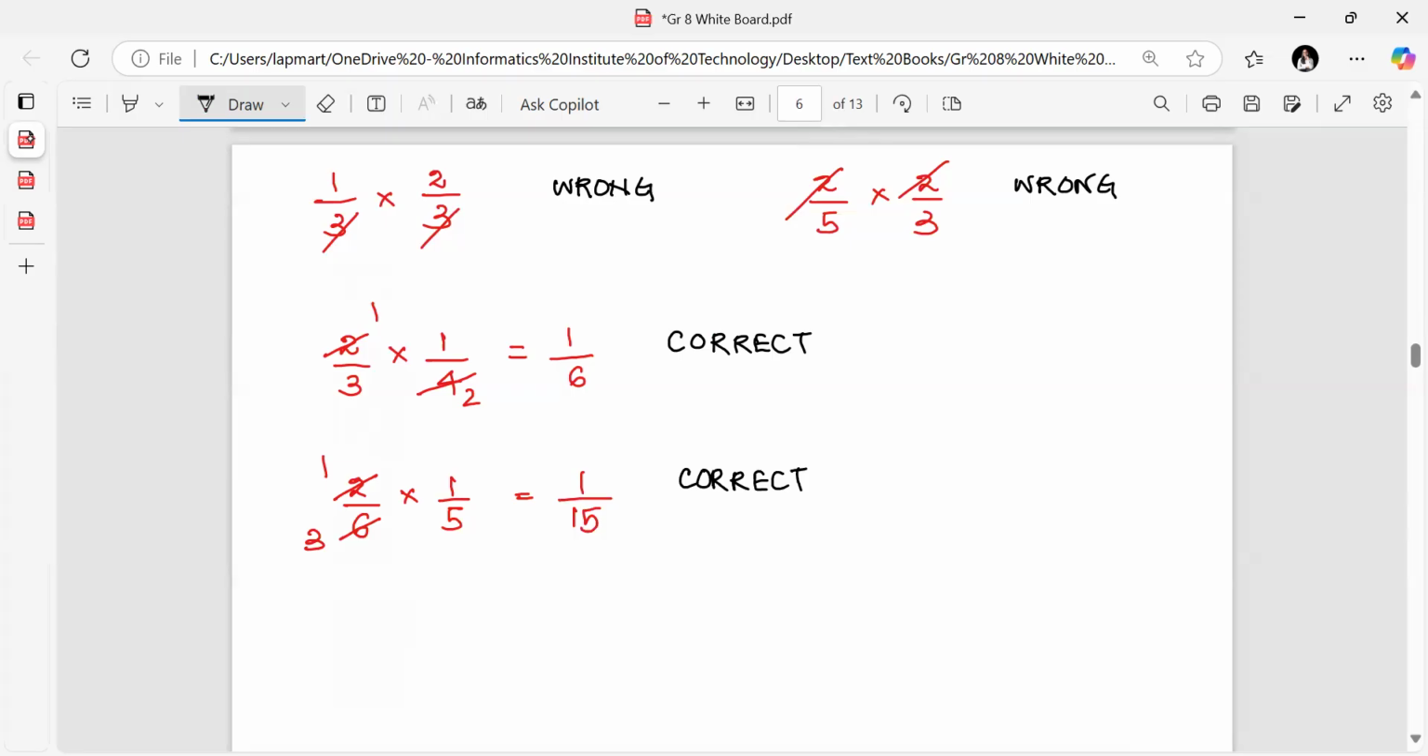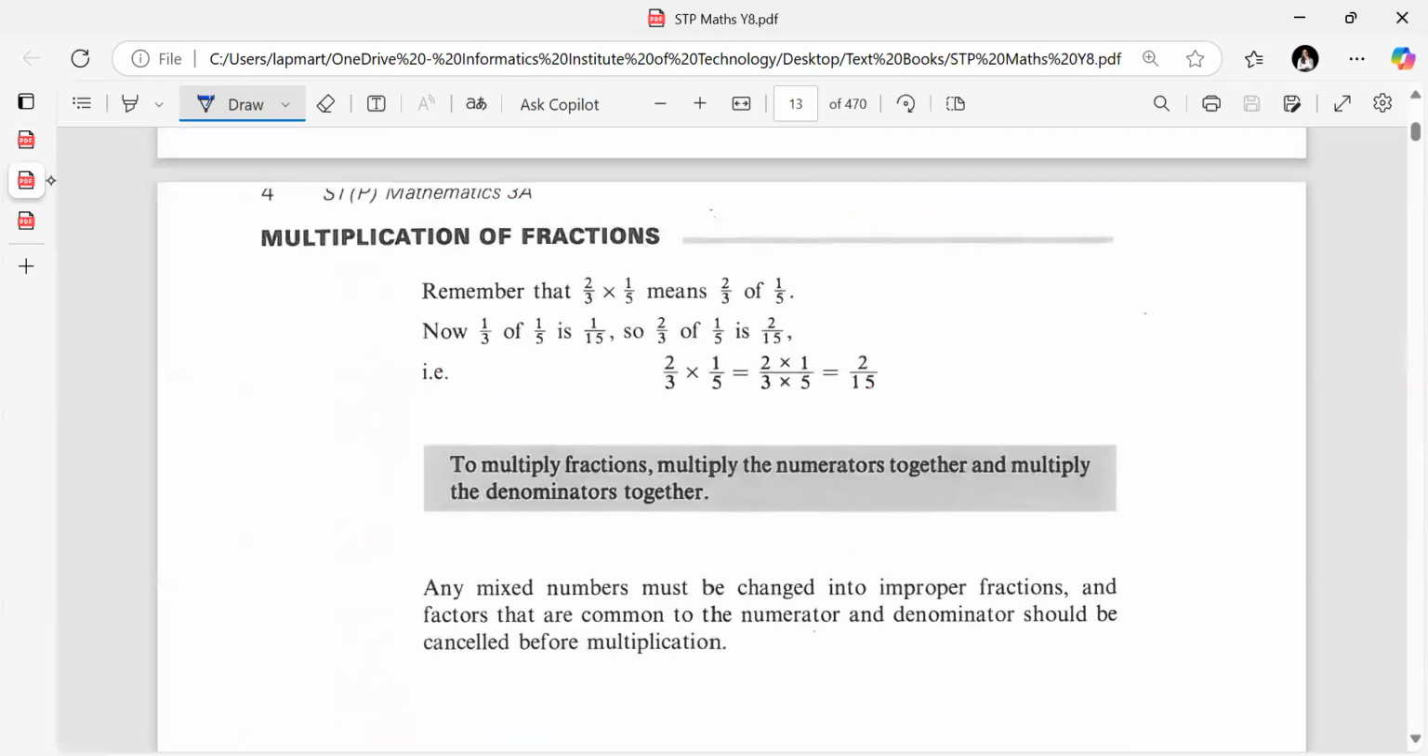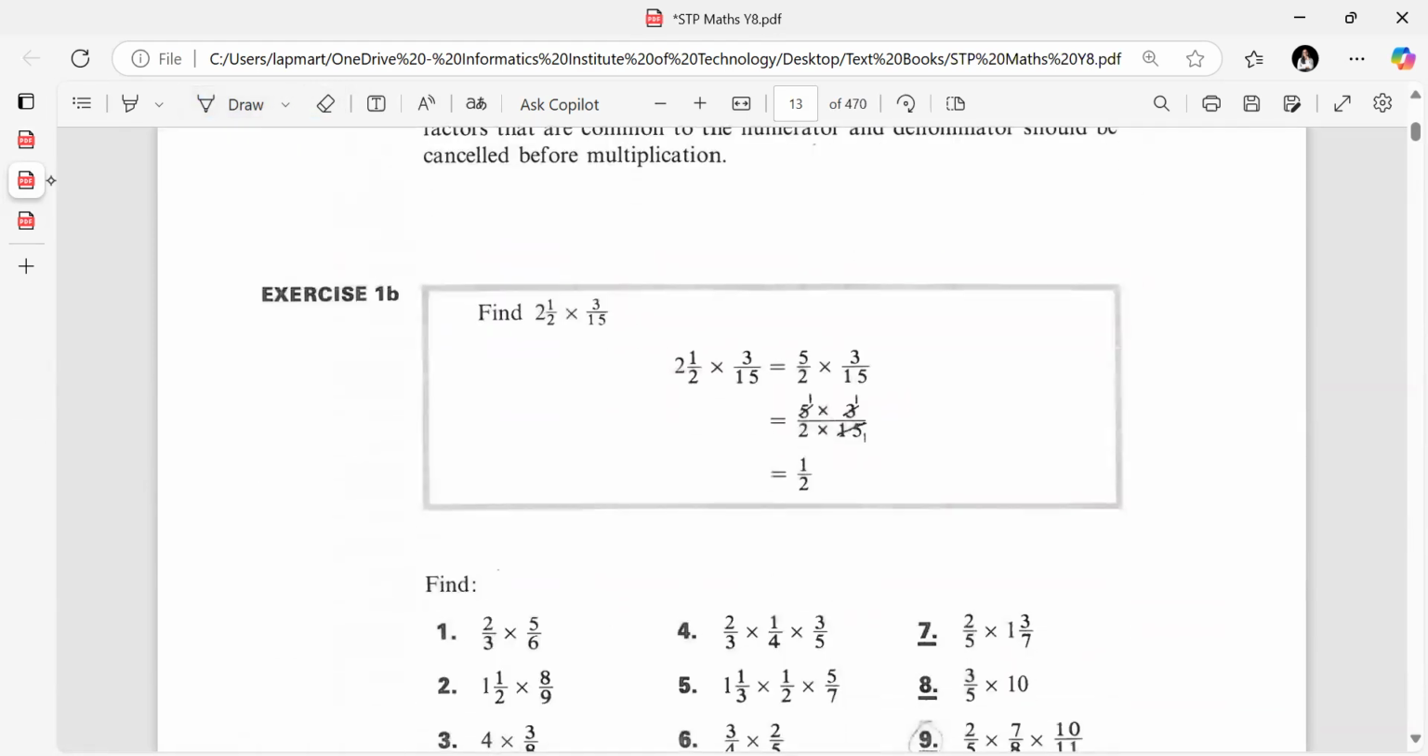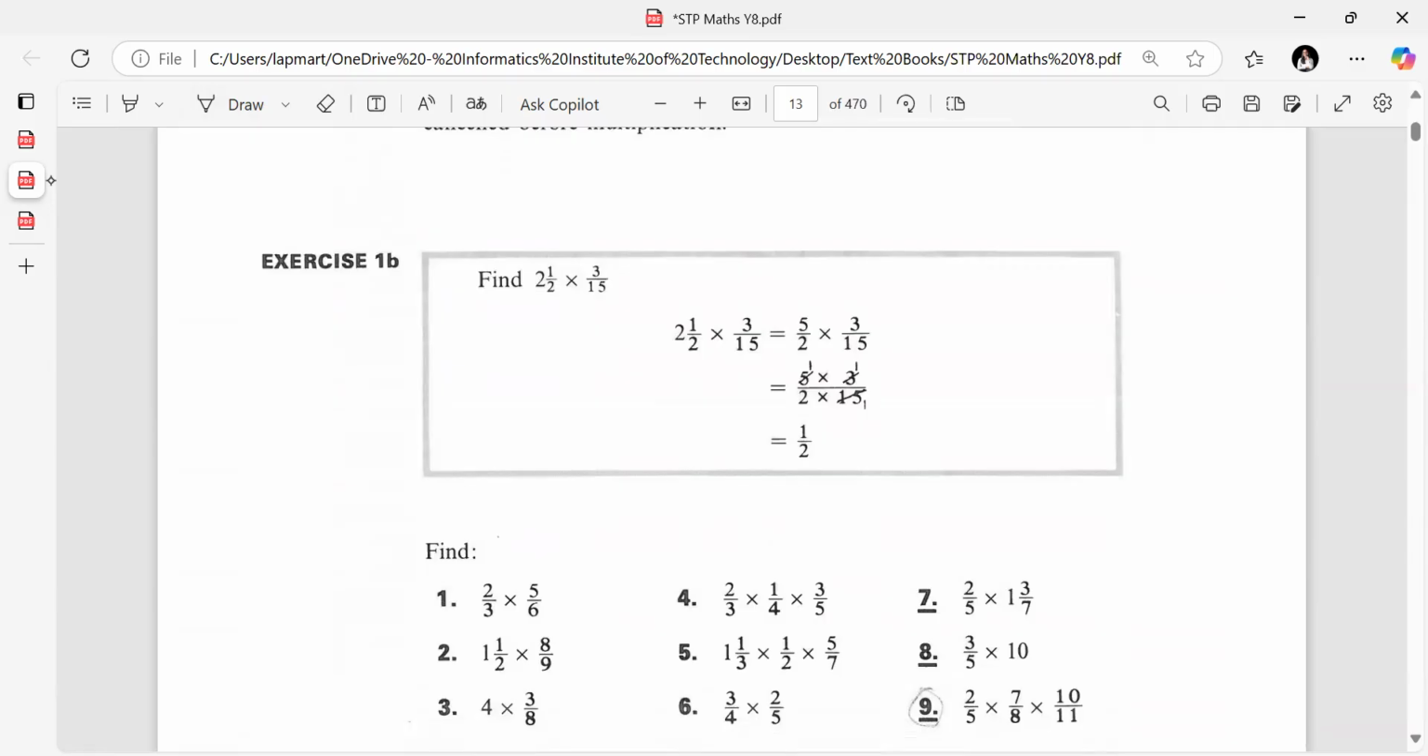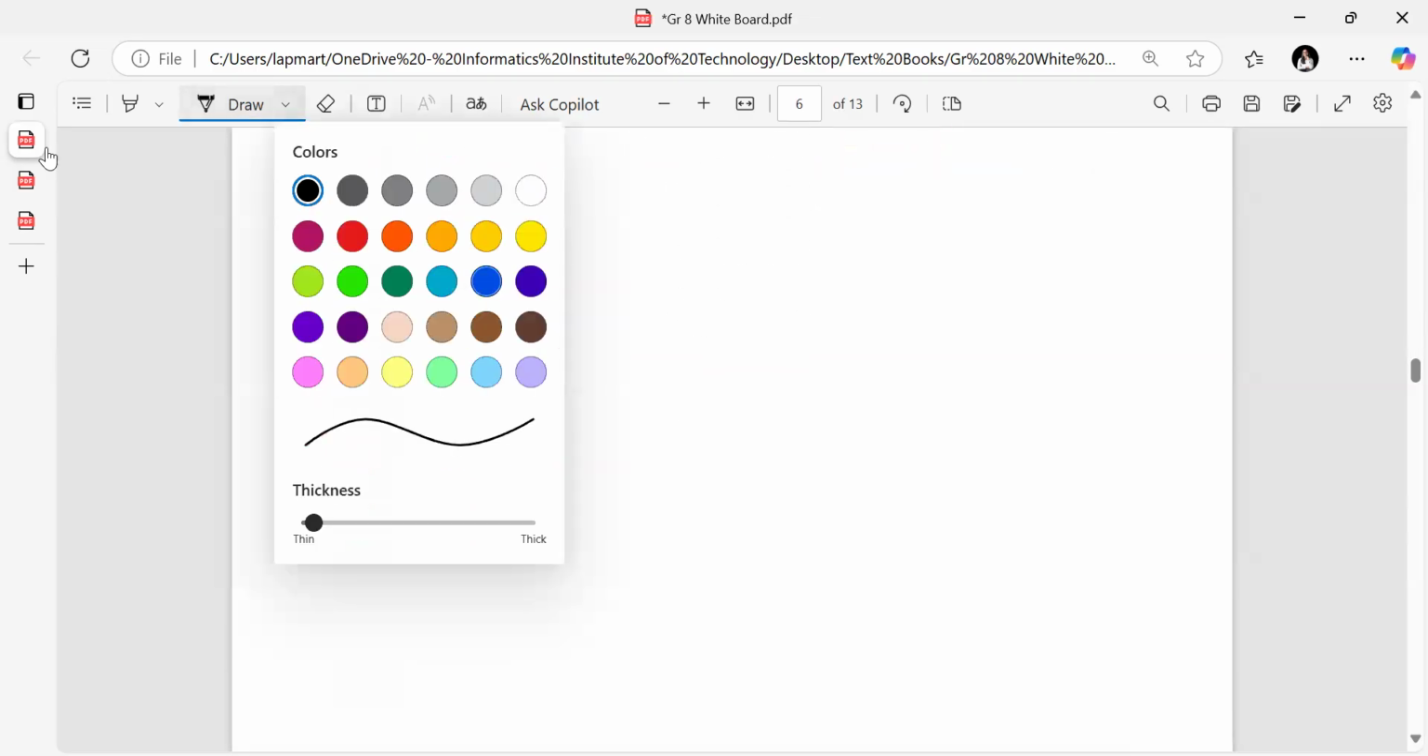So that is all about multiplication. We'll see whether you have anything else to discuss here according to the textbook. Yeah, here they have given a mixed number, 2 and 1 over 2, multiplying by 3 over 50.